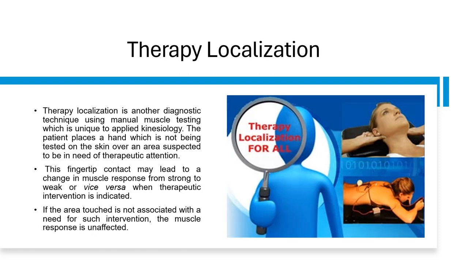And the third diagnostic technique we will consider is therapy localization. Therapy localization is another diagnostic technique using manual muscle testing, which is unique to applied kinesiology. The patient or client places a hand, which is not being tested, on the skin over an area suspected to be in need of therapeutic attention. This fingertip contact may lead to a change in muscle response from strong to weak, or vice versa, when therapeutic intervention is indicated. If the area touched is not associated with a need for such intervention, the muscle response is unaffected.